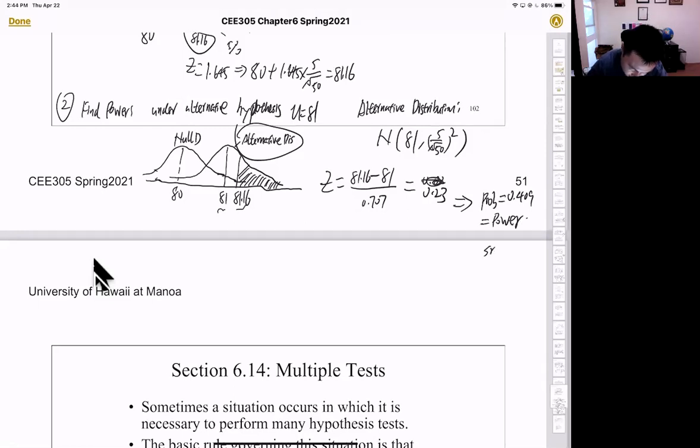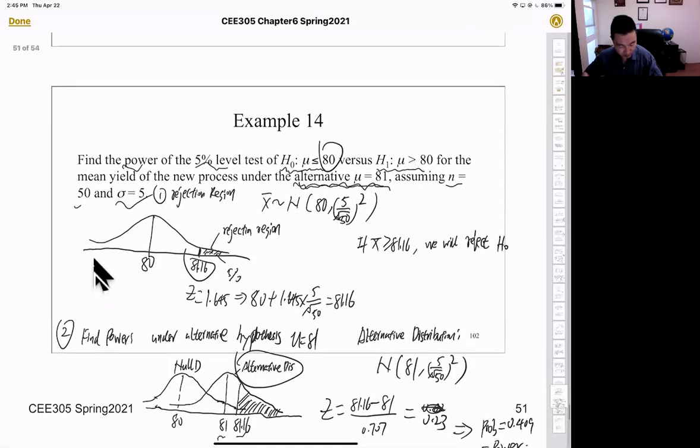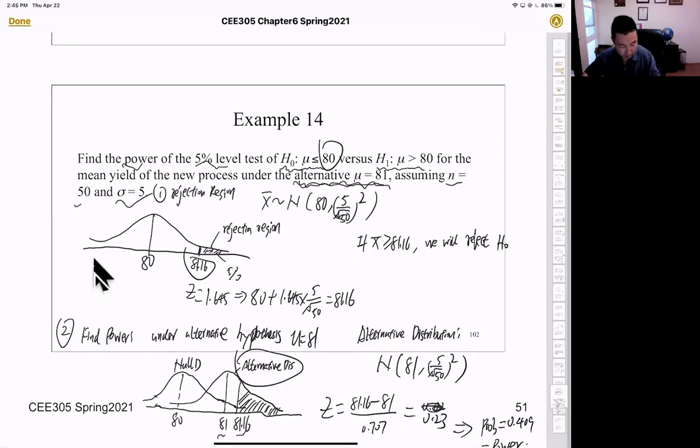Okay, which is pretty small. All right, so anyway, this is the introduction of power, and we have an example of how to calculate the power. We need one new piece of information, the alternative mu, to be able to calculate the power. But of course, the focus for this chapter is the hypothesis test, as we discussed in section 6.1 to section 6.7.